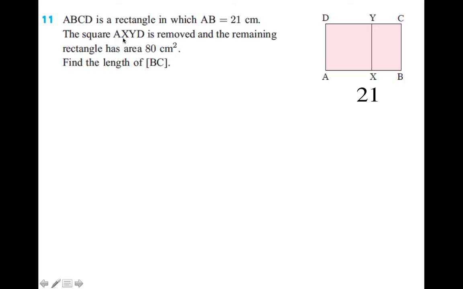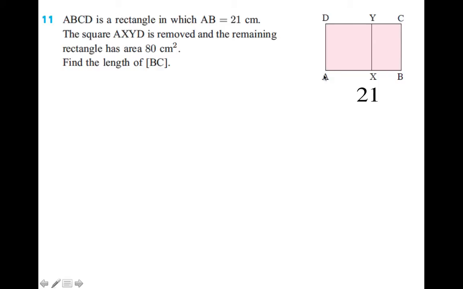The square AXYD, AXYD. Now it's very important that they tell you that's a square. If you didn't know that this thing is a square, you could not solve this problem. But you do know it's a square. It says the square is removed, so imagine taking this thing and taking it away, and it says the remaining rectangle. So when you take this square away, the remaining rectangle is this one here, this leftover rectangle. It has an area of 80, it says.